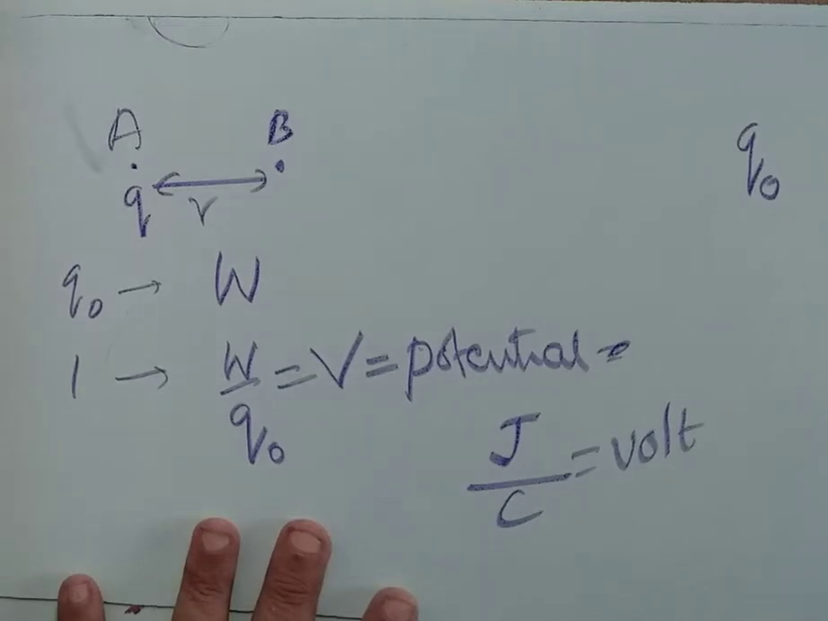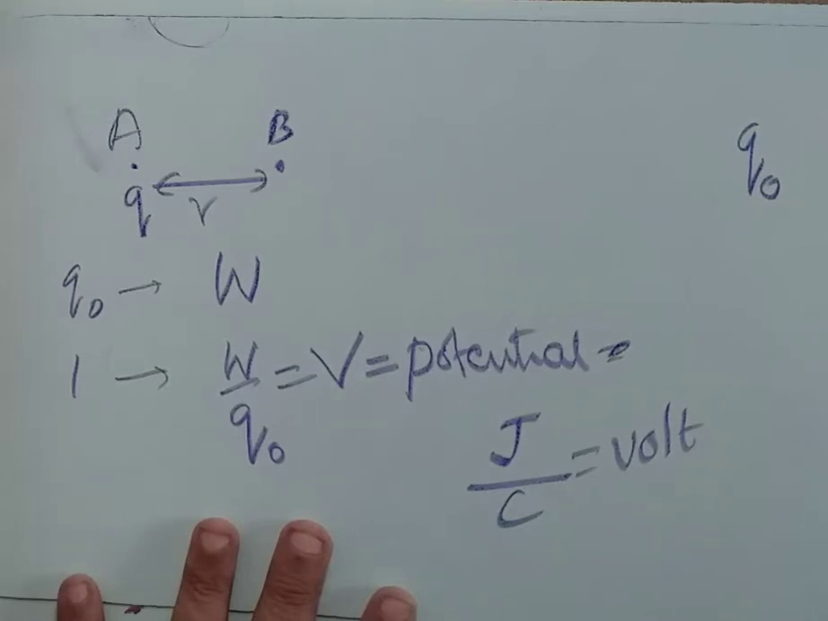Now we want to define what is 1 volt. Electric potential at a point is said to be 1 volt when 1 joule of work is done in bringing 1 coulomb of charge from infinity to the given point against the repulsion without accelerating it. Very important. This is also a very important question from the point of view of board exam.